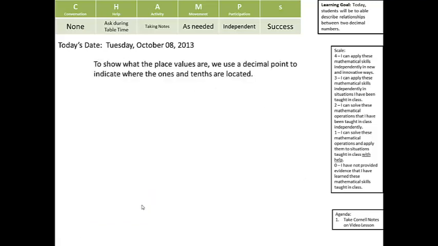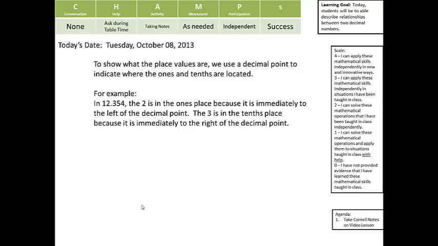So in order to show place value, we use a decimal point to indicate where we separate the ones and the tenths. So if we have a number like 12.354, then the 2 is in the ones place, and right next to the 2 is where the decimal goes. Then the 3 is in the tenths place, and so it goes just to the right of the decimal point. So the decimal point is always in between the ones value and the tenths value.